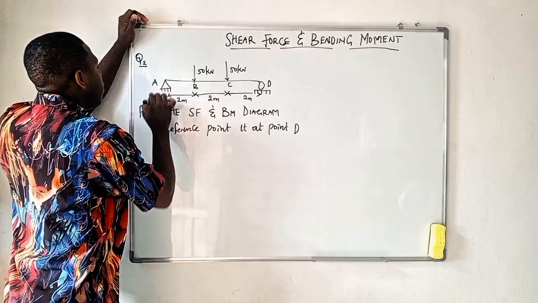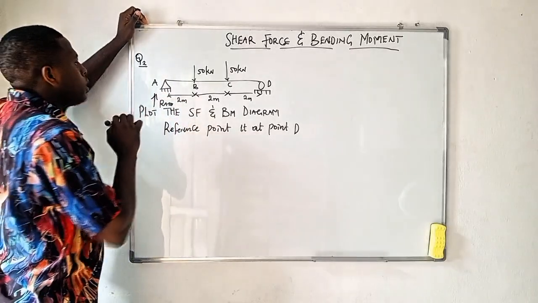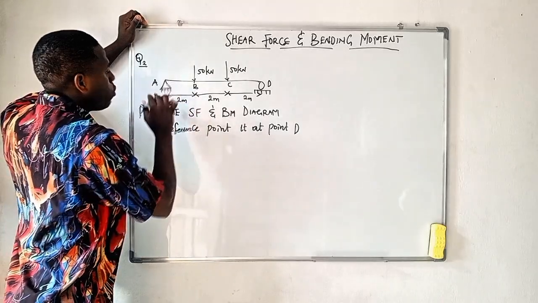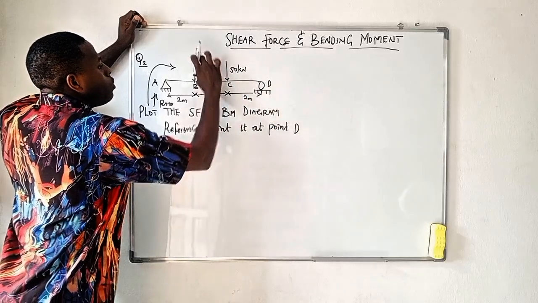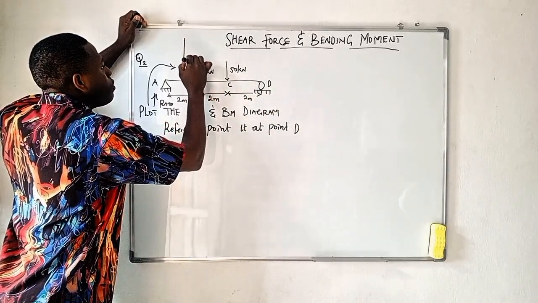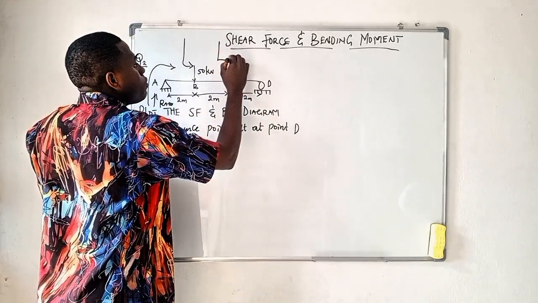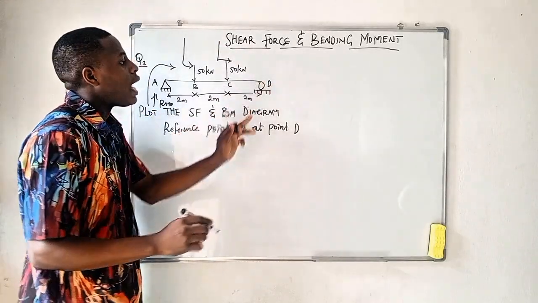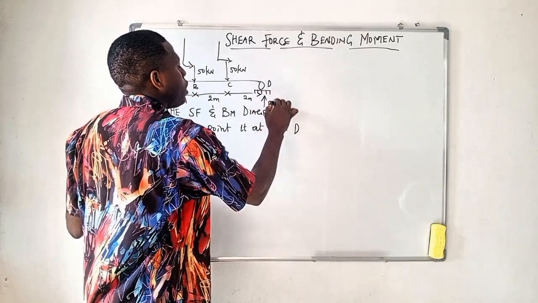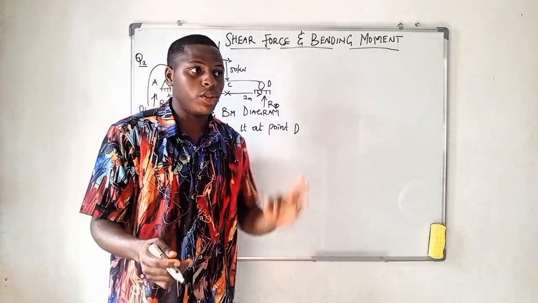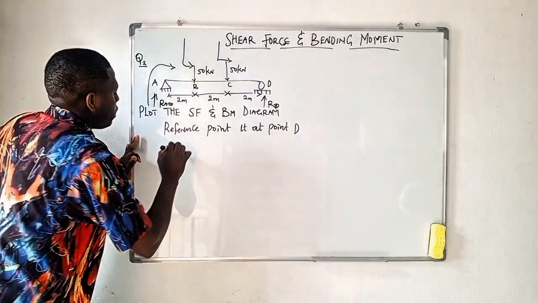You have a reaction here, which is RAY. These are reactions. You're taking this clockwise moment down to your point D. We have this force here, and you're taking moments from this point down to point D. We have another force here, and we're taking moment from this point down to point D. And the last one is the reaction here, RD, which is already 0, because that is our reference point.